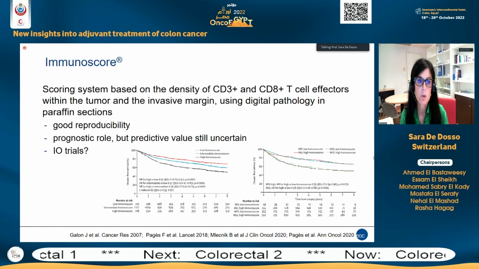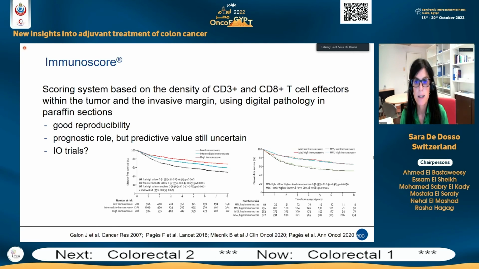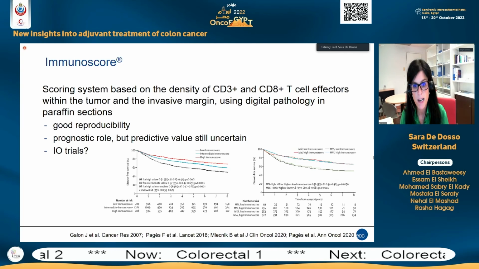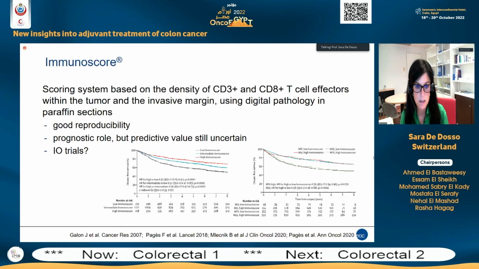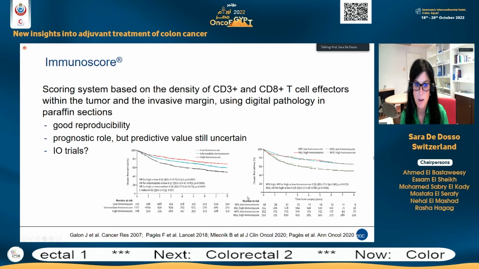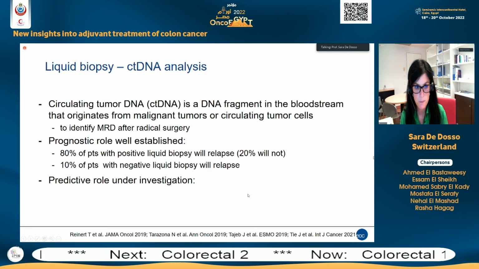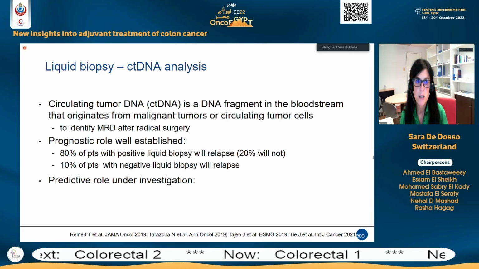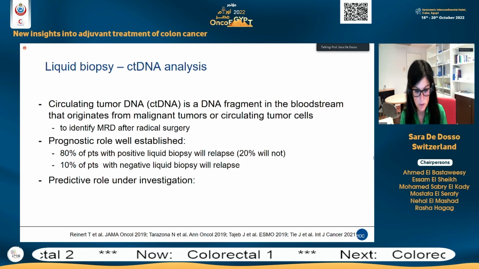It has been demonstrated to have a prognostic role, but its predictive value is still uncertain, and maybe it could be useful in the implementation of immuno-oncology trials in the adjuvant setting. But it is still under development, and probably we will hear about it in the future. As I have spoiled before, in my view, the liquid biopsy represents the most promising tool.